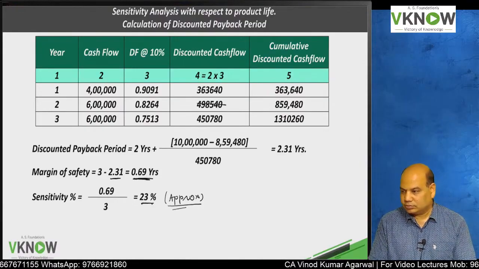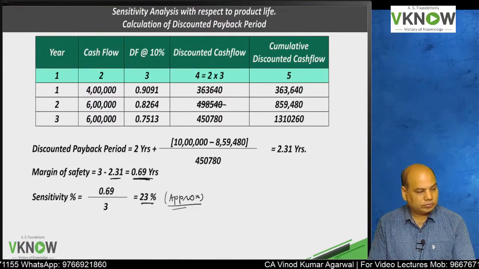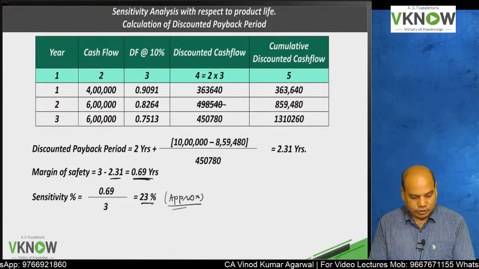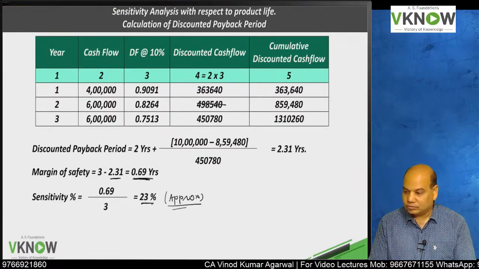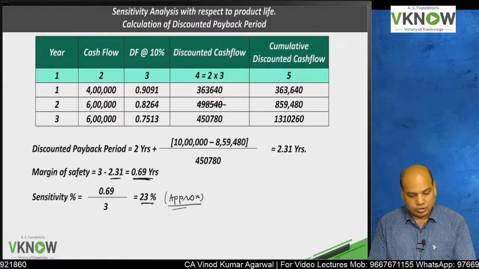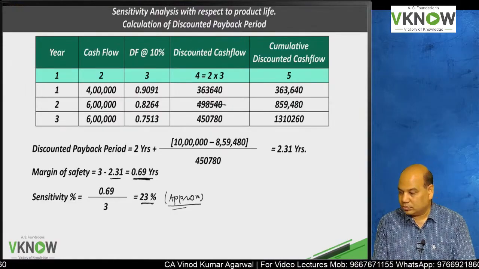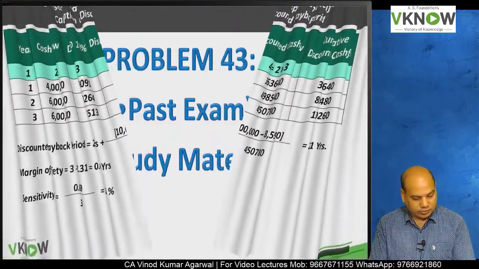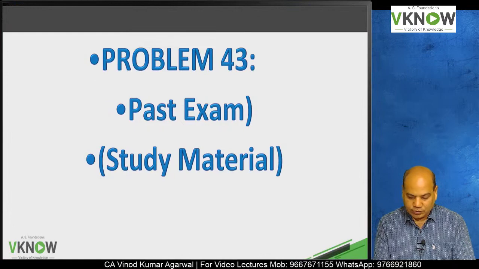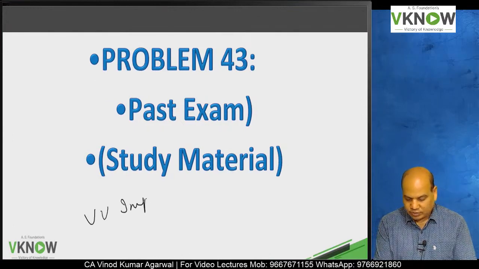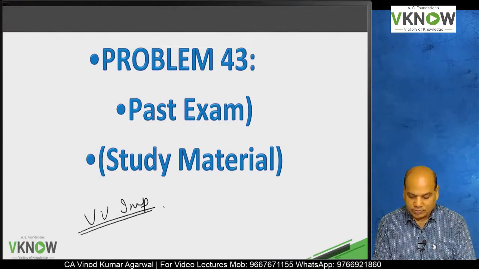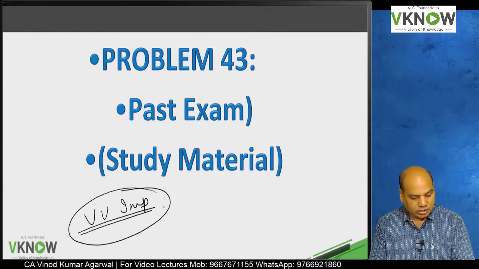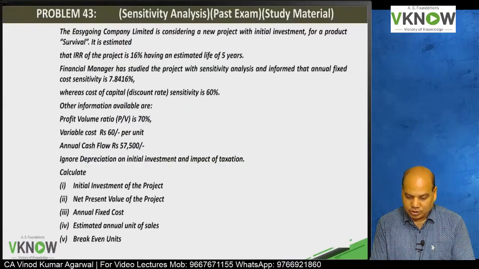Is this right? This answer is now over. So we can now go to the next question. Question 43, write down, very important again. They have already asked it in a past exam of CA final, and it is there in the study material also, so that makes it even more important.